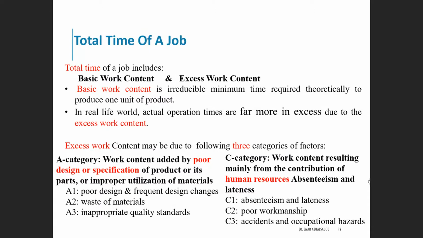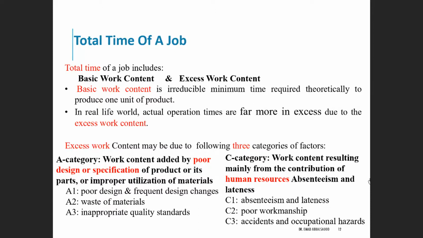For example, withdrawing money from the bank, depositing money in the bank, diagnosing a patient in a hospital, or assembling components in a product. These jobs contain tasks that are done by either one or more than one person. So how do we calculate the total time for the job?